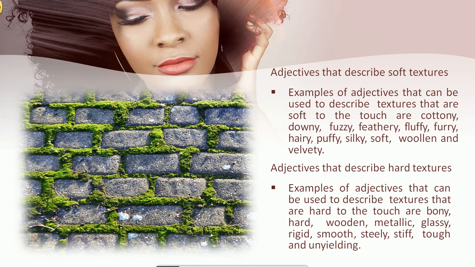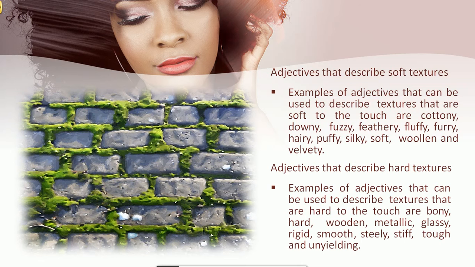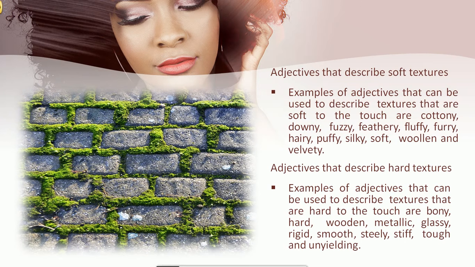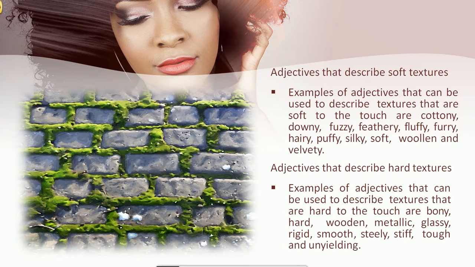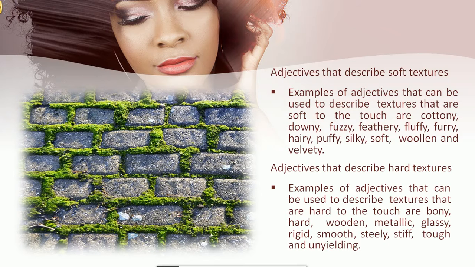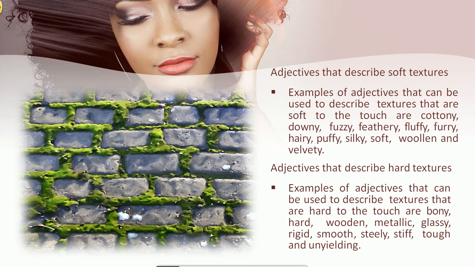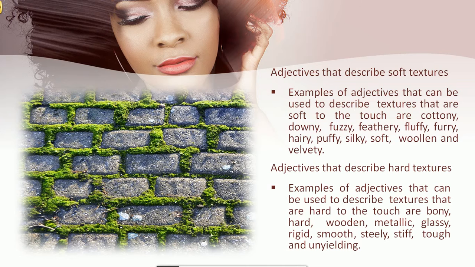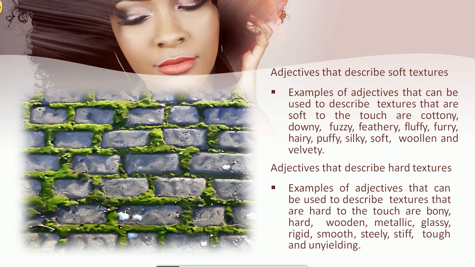Adjectives that describe hard texture. Examples of adjectives that can be used to describe textures that are hard to the touch are bony, hard, wooden, metallic, glossy, rigid, smooth, steely, stiff, tough and unyielding.